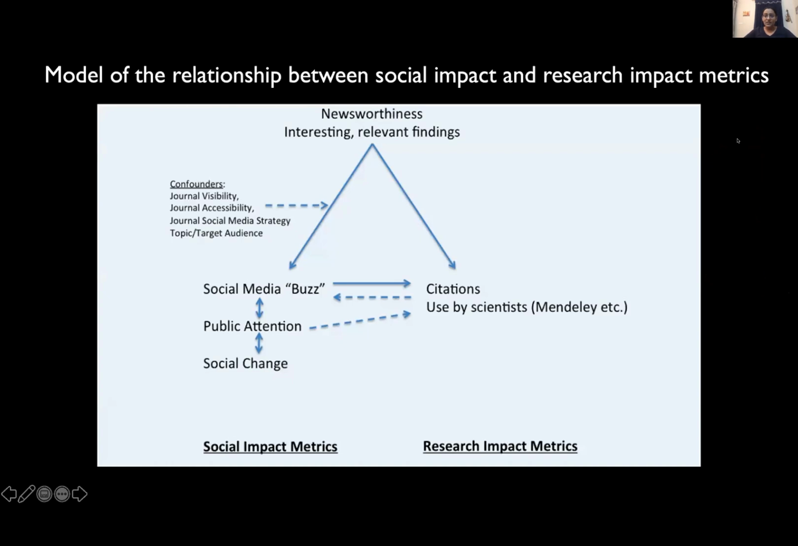So decoding this for you again, in simpler terms, if you have newsworthiness in your data, that is, interesting and relevant findings, there are many confounders which will determine whether your article is absorbed or rejected. So it's journal visibility, accessibility, that is open access, social media strategy, whether they're even promoting or not, the audience, whether you have them in your followers or are using the hashtags or not. And then there's social media buzz, public attention, social change. All of these are also factors which will influence the result. Social impact metrics, which eventually are part of the transition into citations to some extent.